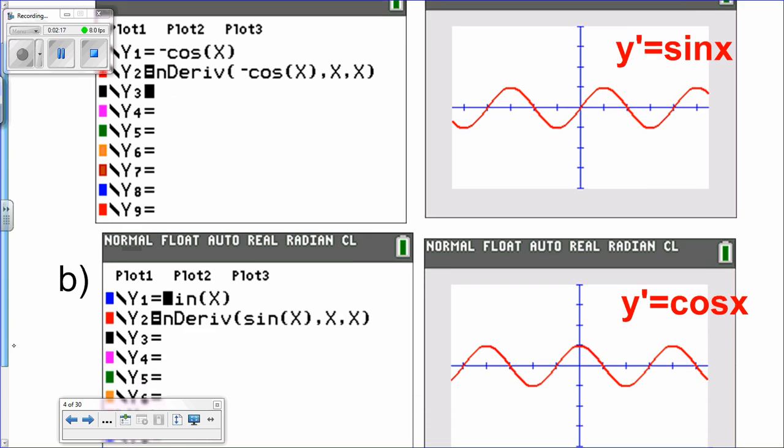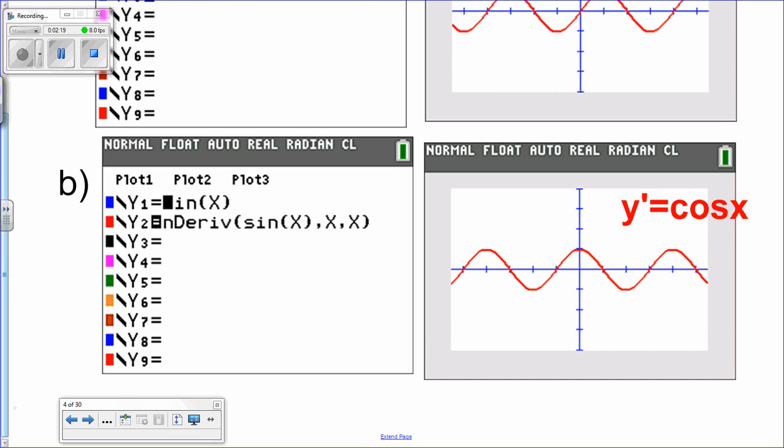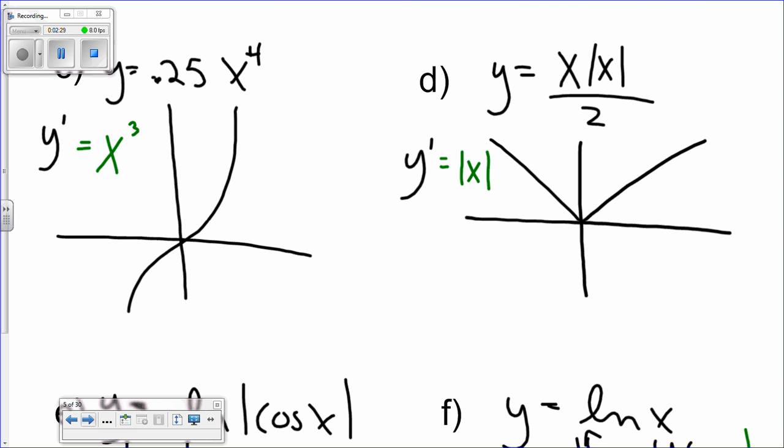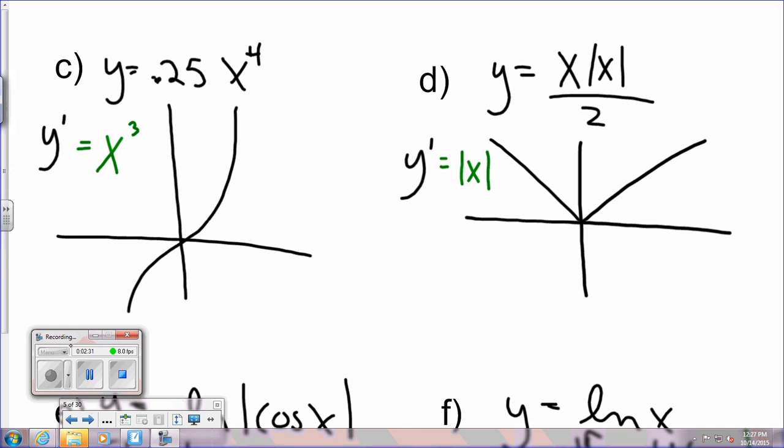E, you had to graph the derivative of sine x. When it shows up, hopefully you recognize that that's the cosine x, so the derivative of sine x is cosine x. C, you graph the derivative, deriv 0.25 x to the 4th, comma x, comma x, and you get what looks like x cubed, and it is x cubed. And finally, D, when you graph the derivative of that function, you get the absolute value of x.